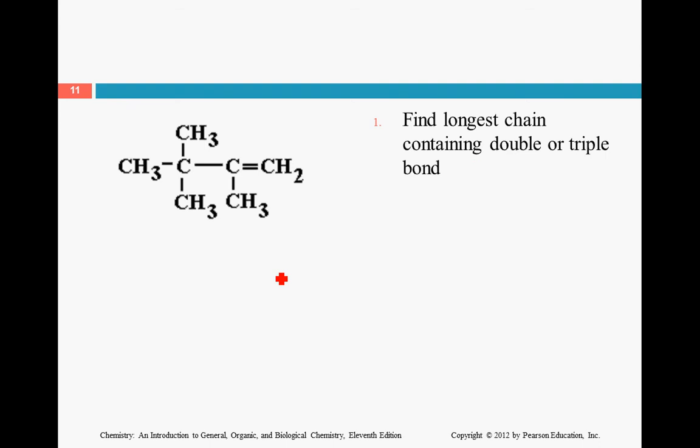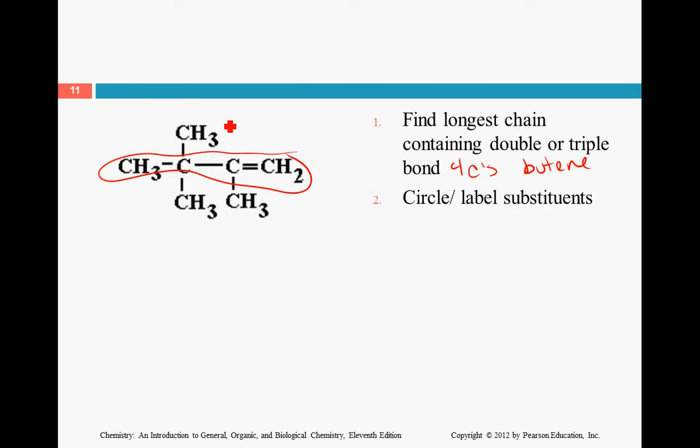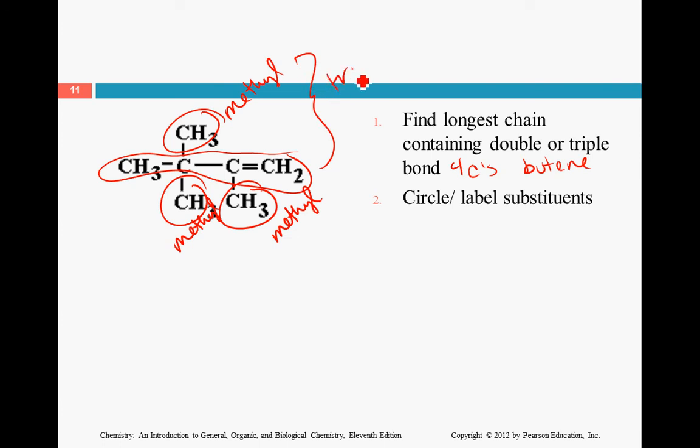Right. Find the longest chain. Here's the double bond. Here's my longest chain. Once again, we're sticking with butene. Circle and label the substituents. 1, 2, 3. We have 3 substituents here, and they're all methyl. So that means combined is trimethyl.